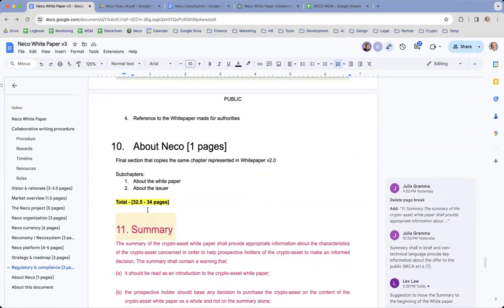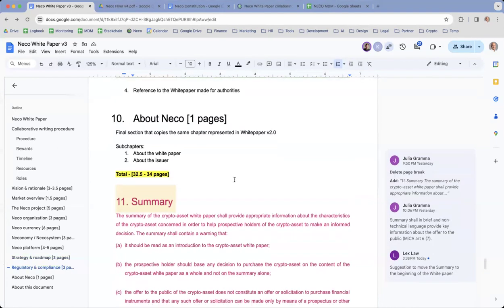Okay. And then there's the About section. Actually, this is not really a chapter. It's just info about the white paper. Just document information at the end.